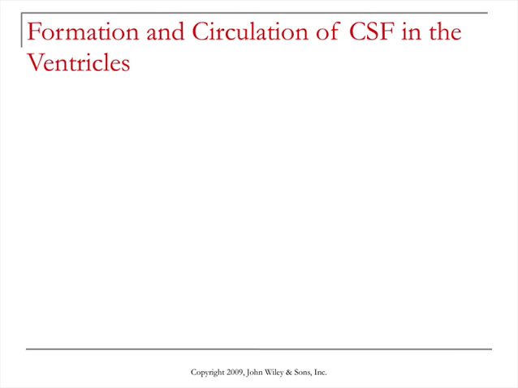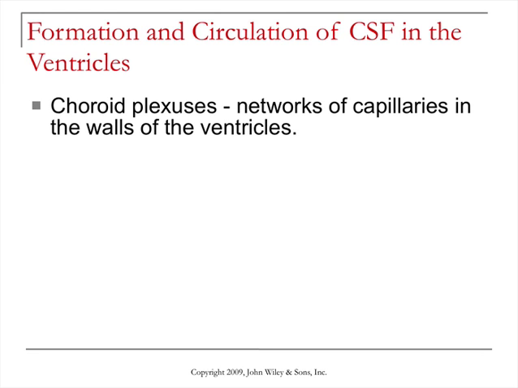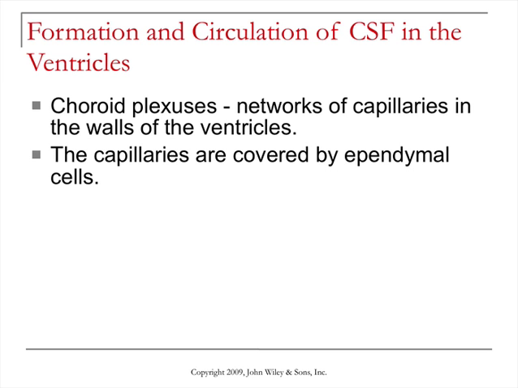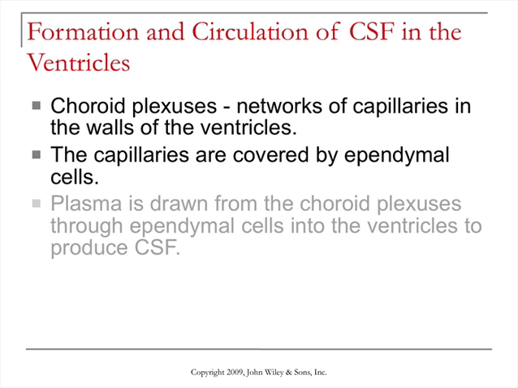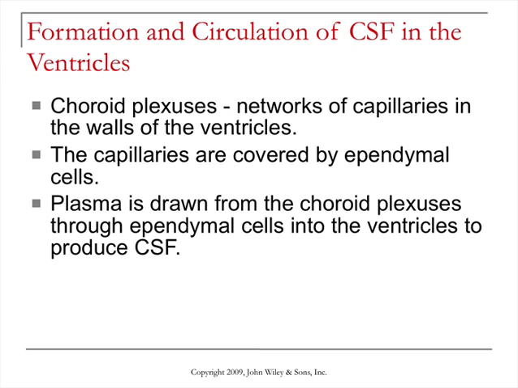Let's now look at how the cerebrospinal fluid is formed and where it circulates. There are special structures called choroid plexuses that are networks of capillaries found within the walls of the ventricles. These specialized capillaries produce the cerebrospinal fluid. These capillaries that are part of the choroid plexuses are covered by a certain kind of neuroglial cell referred to as ependymal cells. And we'll take a look at a picture of this in just a second. Plasma is drawn from the choroid plexuses through ependymal cells into the ventricles to produce cerebrospinal fluid.